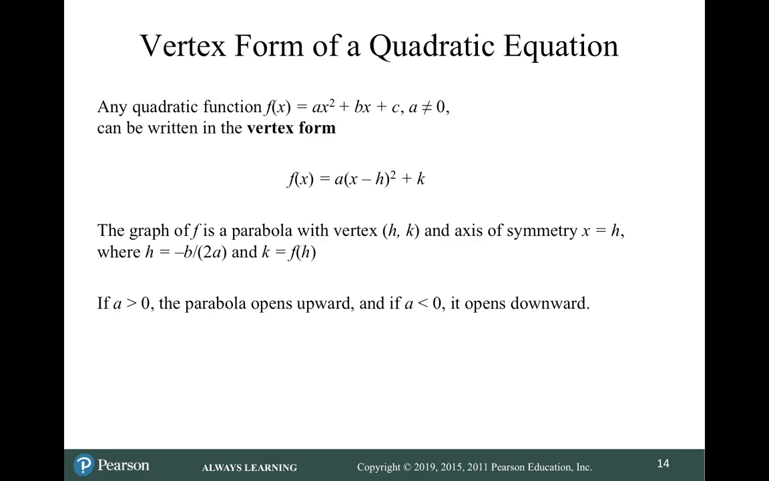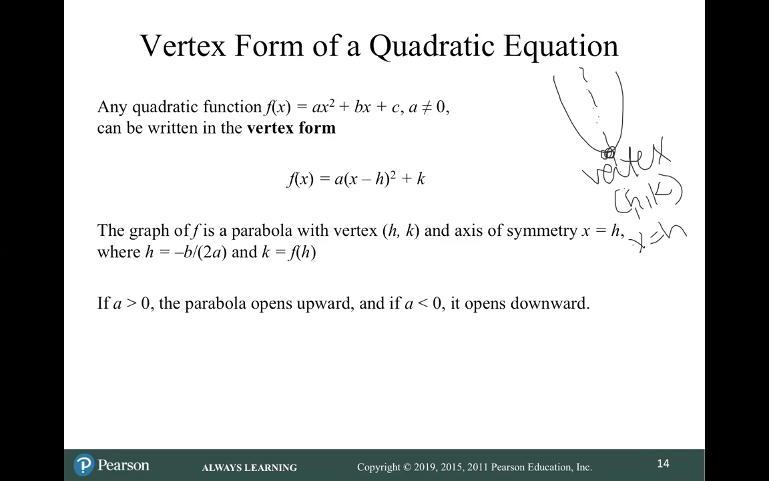Vertex is the point of change, right? This point here is the vertex, h, k. An axis of symmetry, x equals h, right? It's going to go directly through that vertex, where h equals negative b over 2a and k equals f of h. If a is positive, the parabola opens upward. If a is negative, the parabola opens downward.